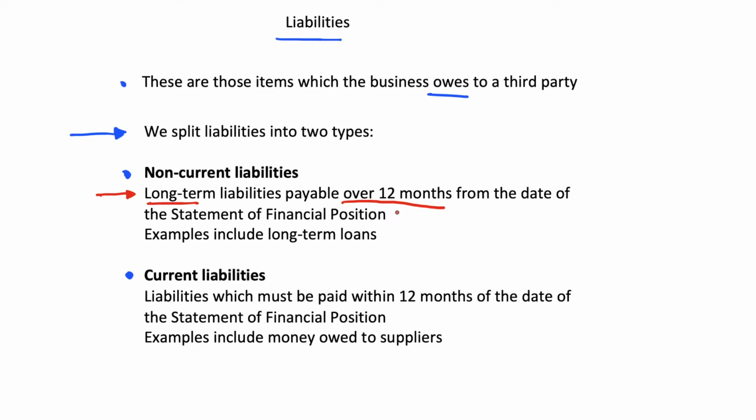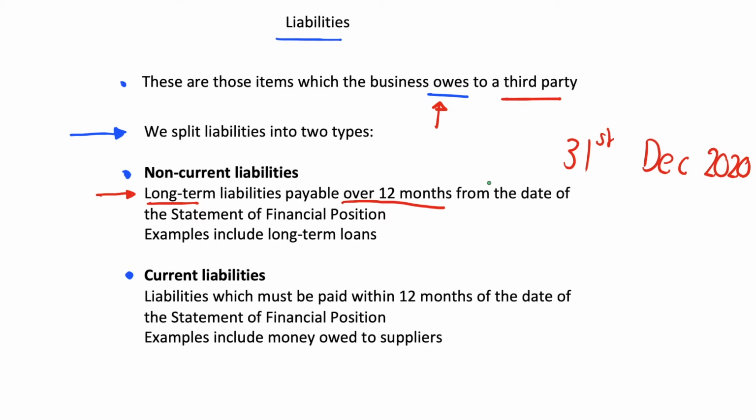When we have a statement of financial position, this is going to be a snapshot of a firm's position, and so it's going to be dated. This is the date that the statement of financial position is released. A common one might be the 31st of December, and let's just use the example of 2020. So a long-term liability is a debt, something that the business owes to a third party, that will have to be paid off over 12 months from this date.